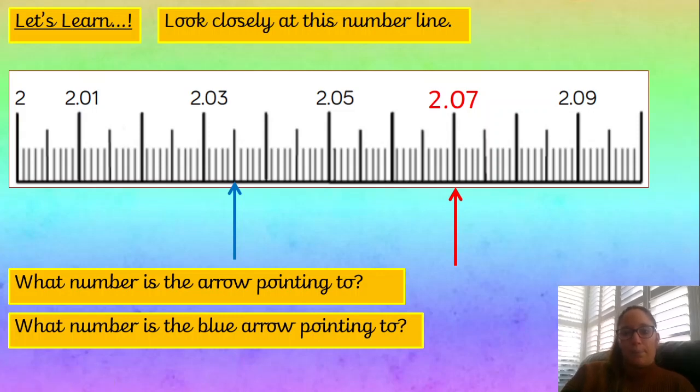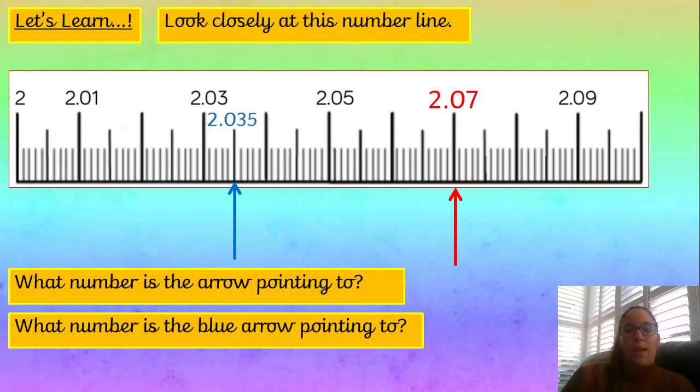what's this one? Okay, so if we know that this is 2.01, this must be 2.02, 2.03, 2.04. What does that make the blue arrow?